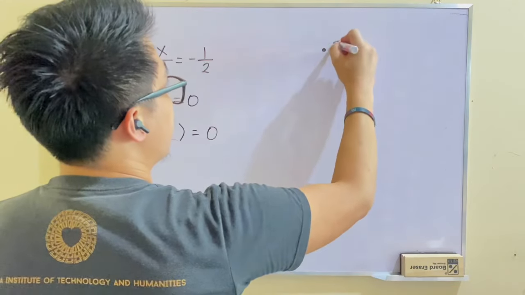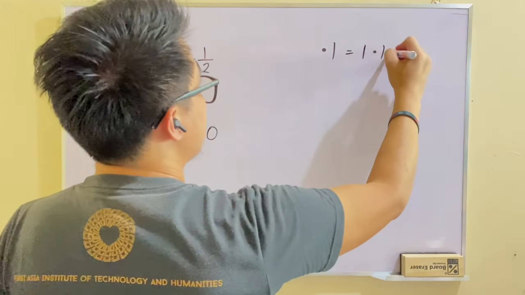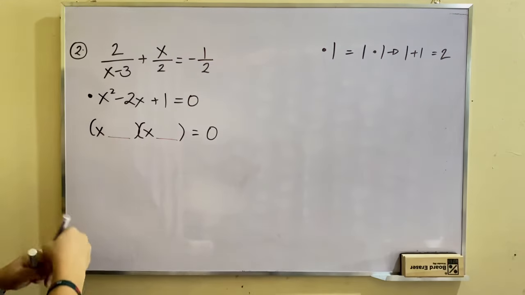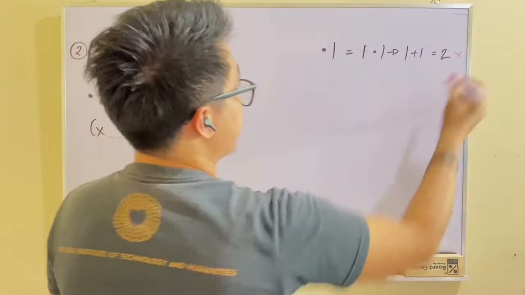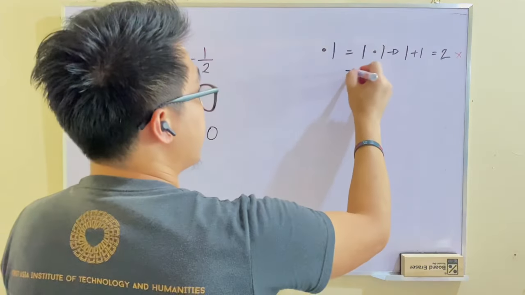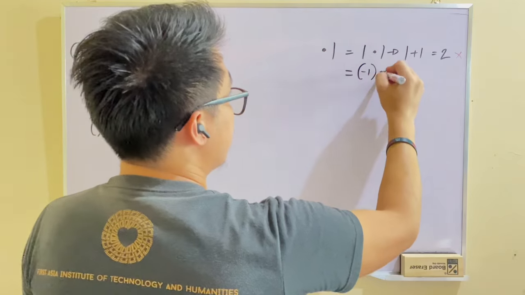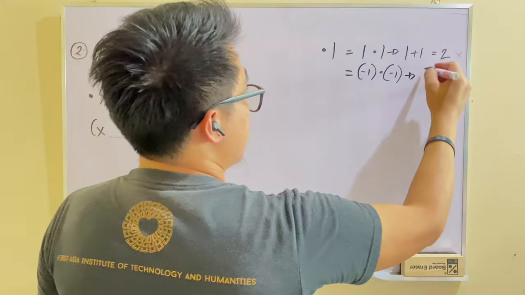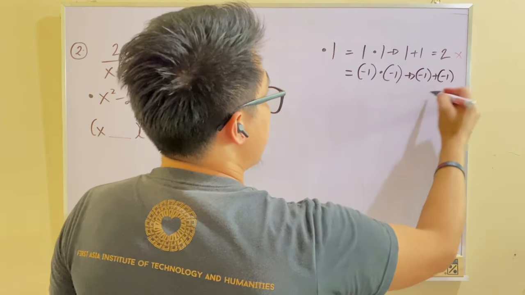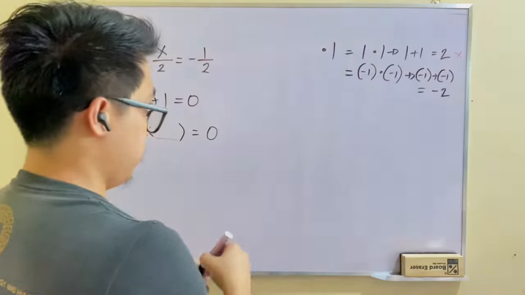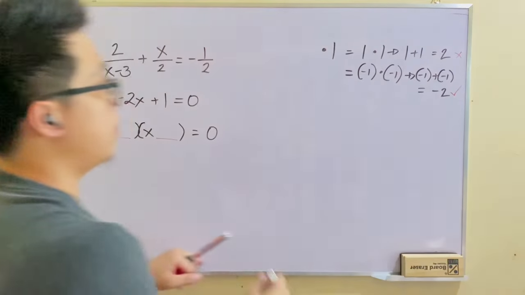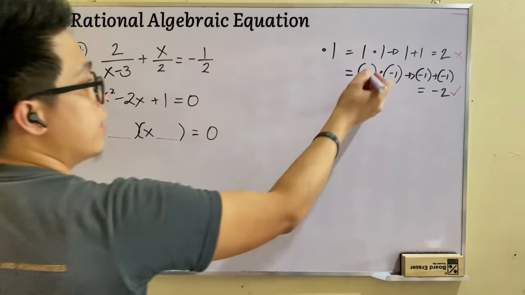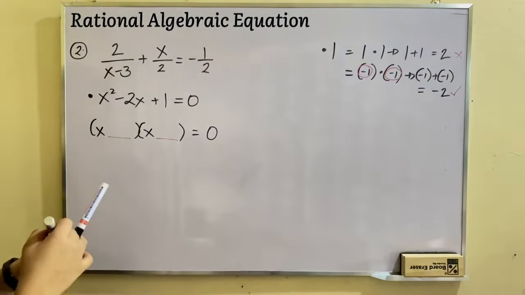Paano ang gagawin? So ano ang factors ni 1? Siyempre, 1 times 1. 1 plus 1 is 2. Okay na ba yan? Hindi pa, kasi negative yung kailangan natin. Pwede rin naman natin gawin na 1 is equal to negative 1 times negative 1. Negative times negative will be positive. So, negative 1 plus negative 1 is equal to negative 2. Therefore, ito na yung hinahanap nating factors ni 1 na kapag pinag-add, negative 2. So, ang isusulat natin dito sa blanks ay negative 1 and negative 1.